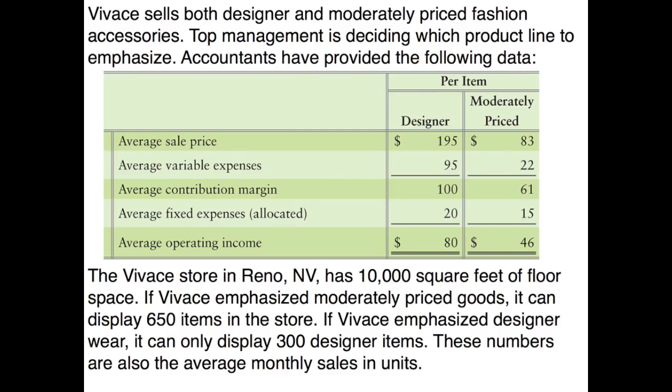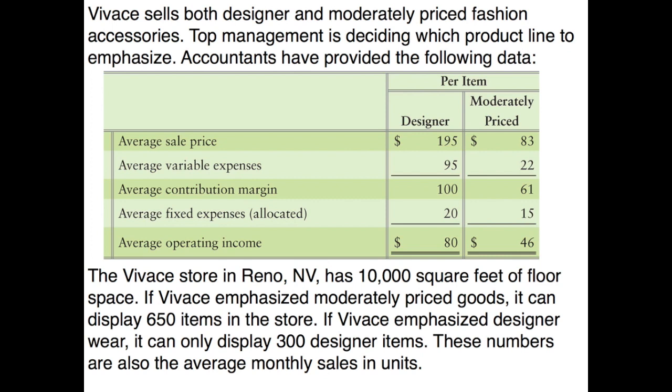Okay, so let's get started on our example. Here we have Vivace. They sell both designer and moderately priced fashion accessories. So we have more than one product, so we have a product mix. Top management is deciding which product line to emphasize. Accountants have provided the following data.